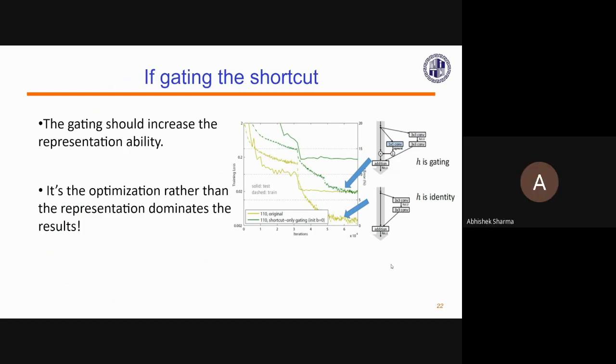Yeah, thank you, Arpit. So in this slide, we compare the training loss when we use the identity function as the shortcut function and any other function. We can see from the graph that the training loss is very low when we use h as the identity function. So next slide.